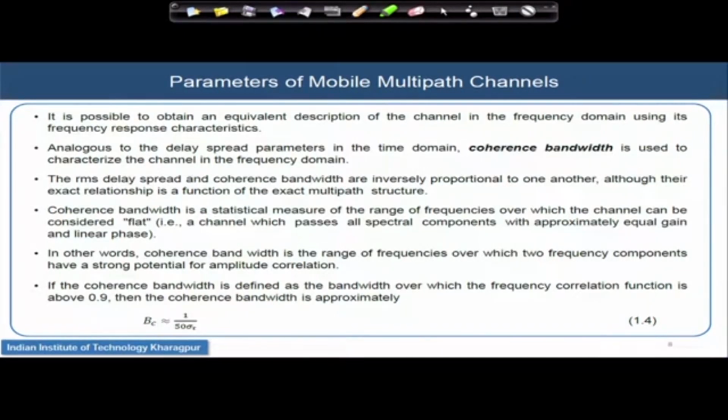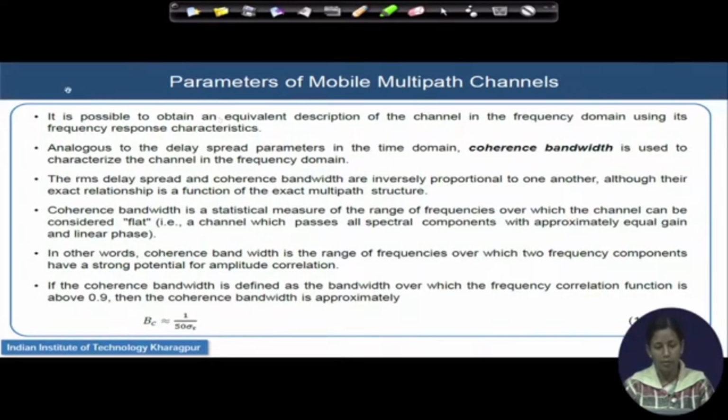So quickly coming to the frequency domain, that was the expression for the channel in the time domain. If we come to the frequency domain, you can get an equivalent description, and here we define the frequency domain coherence bandwidth, which we use to characterize the channel in the frequency domain. Like the time dispersion, there is a very good relation between the RMS delay spread in the time domain and the coherence bandwidth.